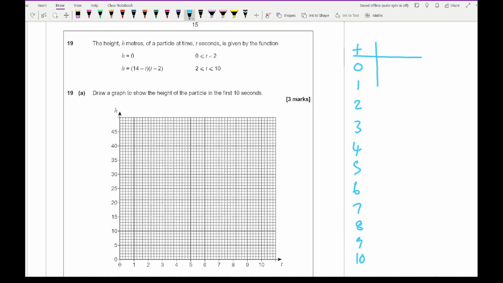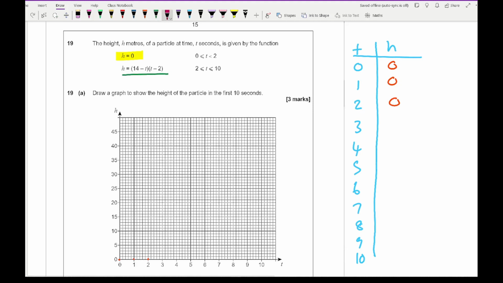And what we want to do is use the formulas and the functions to work out what h is. Now for values of t between 0 and 2, I've got to use this formula here. So basically h equals 0. So plotting these values, I get 0, 0, which is there, 1, 0, and 2, 0. Now for 3, what I then need to do is use this formula here.